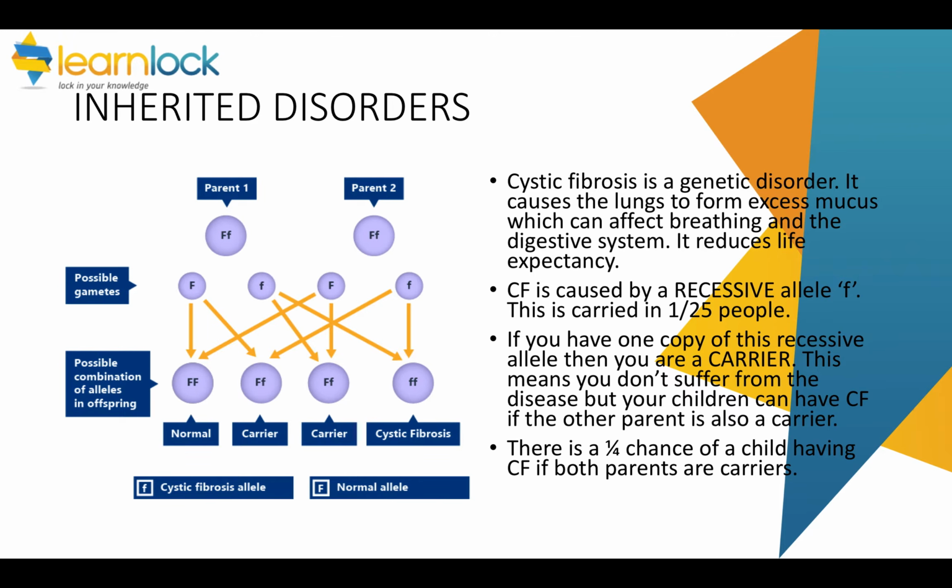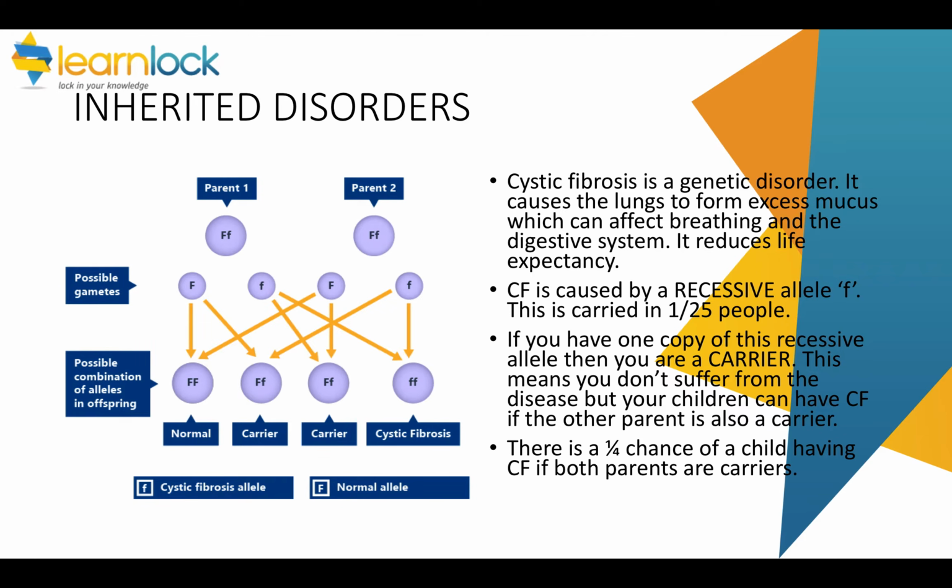Sometimes disorders can be genetic, which means they are passed on in the genes. An example of this is cystic fibrosis. That causes the lungs to form a lot more mucus and affects breathing and your digestive system, and it does reduce life expectancy. Cystic fibrosis, or CF, is caused by a recessive allele.